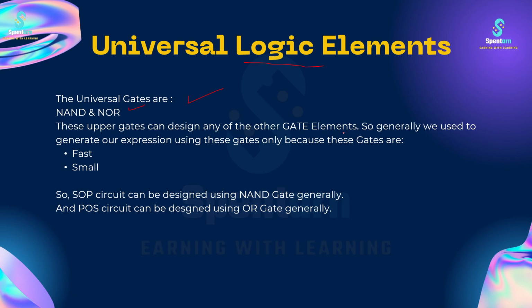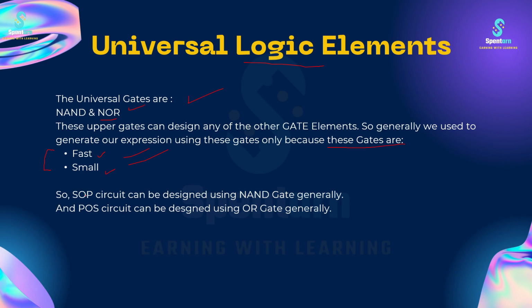Other gate elements means if you want to design AND gate, NOT gate, or XOR gate, and even if you want to design NOR gate using the NAND gate, it is also possible, right? So generally we generate our expressions using these gates only, because these gates are fast and small. If you design with the different methodologies we have in VLSI, it is very fast to design them, and it is very small in size as well.